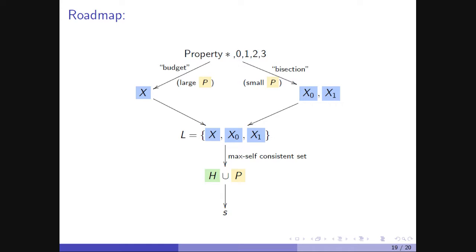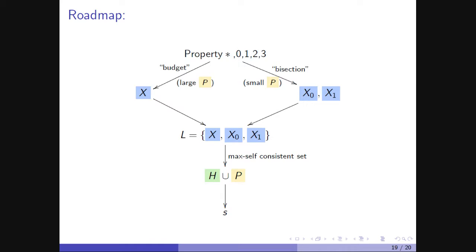So essentially, we are almost done. If you have the five properties that I told you at the beginning, you just run the budget and the bisection algorithm in parallel, get the full list of candidate sets, pick the max self-consistent set, and use Shamir to reconstruct from the Shamir portion. And so this turns out to be essentially what we do for the graph part.